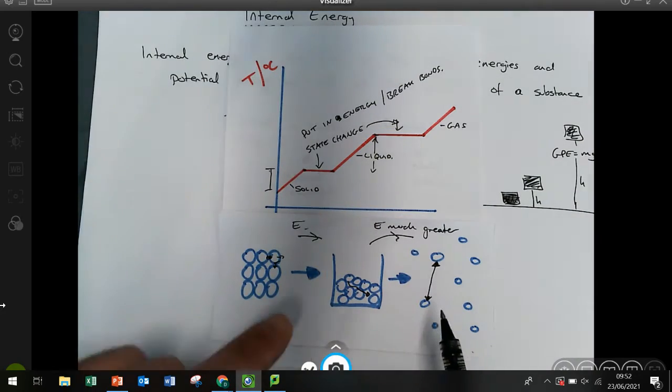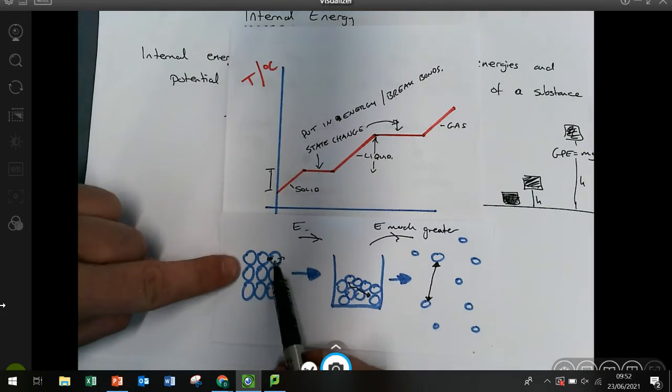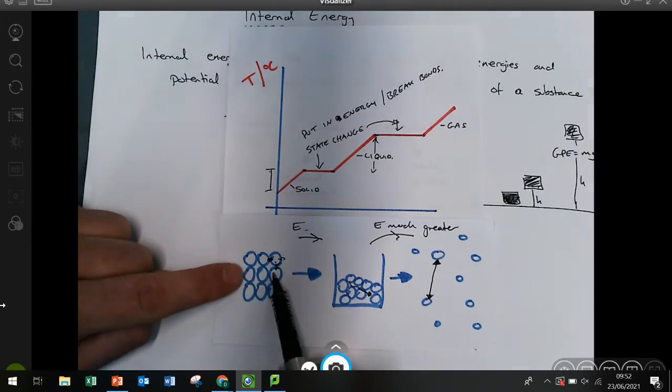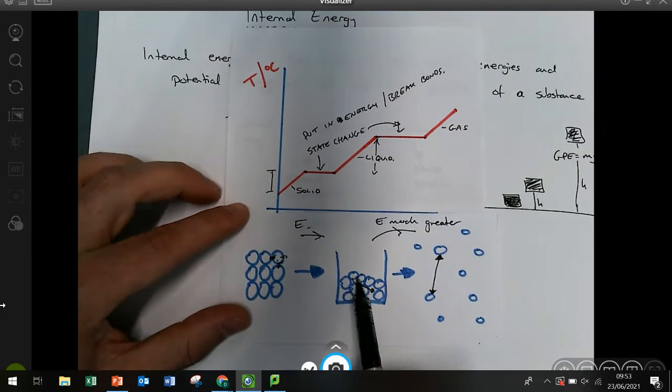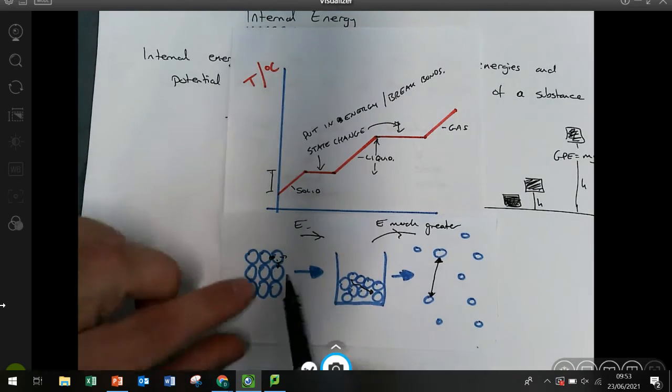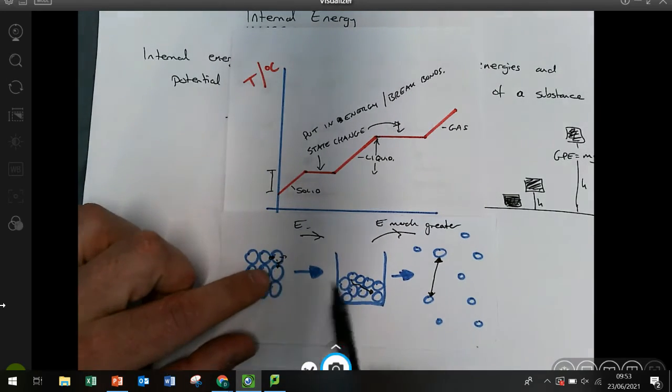And the reason for that is, think about the difference between going from solids to liquids. Actually, in terms of position, there is not much difference. Yes, they're free to move. Yes, they do have more potential energy, but they're quite similar. They're still quite close together.